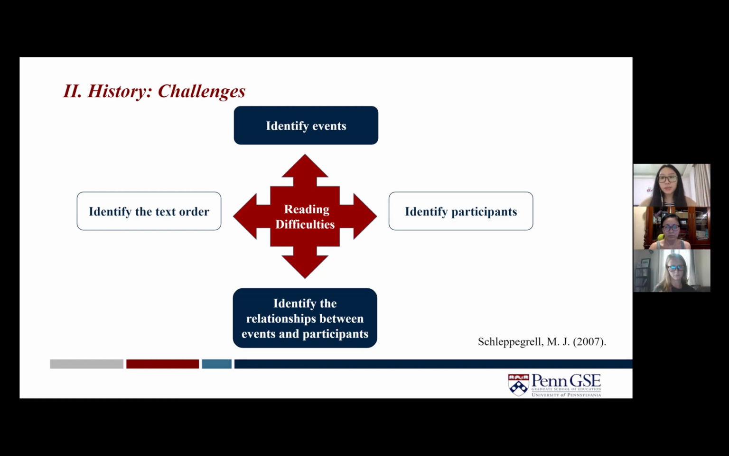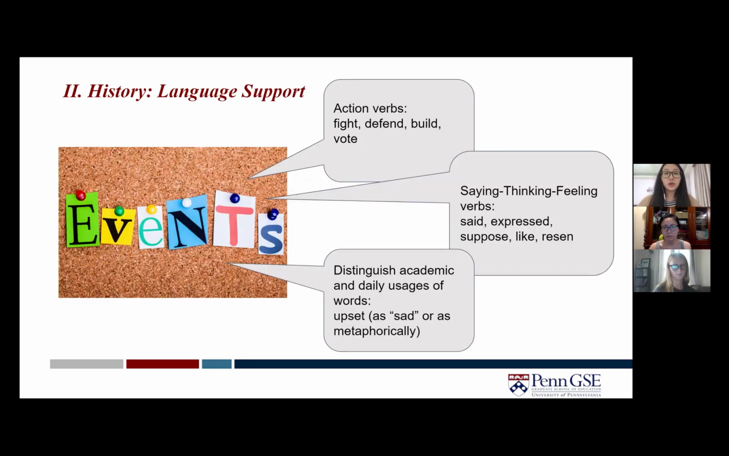So here, Schleppegrell, 2007, she divided the challenges into 4 areas, which are identify events, identify participants, identify the text order, and identify the relationships between events and participants. And in the following slides, I'm going to provide the language support that we can assist the students in each of these difficulties. All right, so now let's move on to the first one, which is identifying the events.